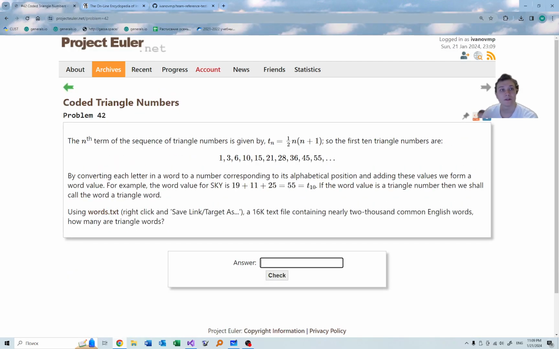Okay, problem 42. The nth term of the sequence of triangle numbers is given by this formula. By converting each letter in a word to a number corresponding to its alphabetical position and adding these values, we form a word value. If the word value is a triangle number, then we shall call the word a triangle word. Using these words, how many are triangle words?